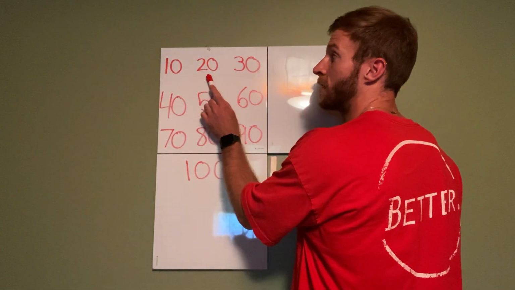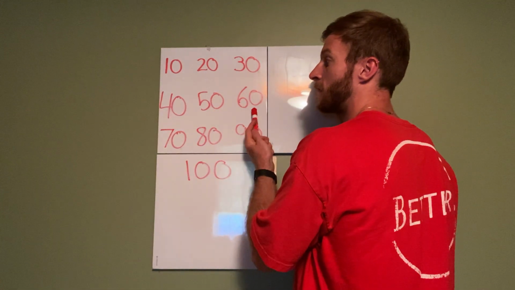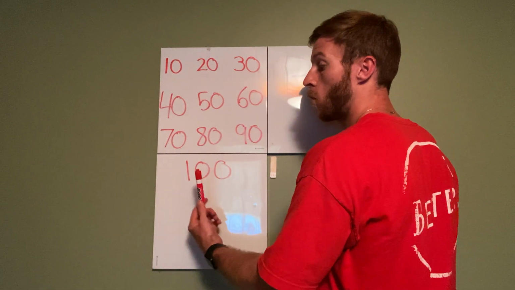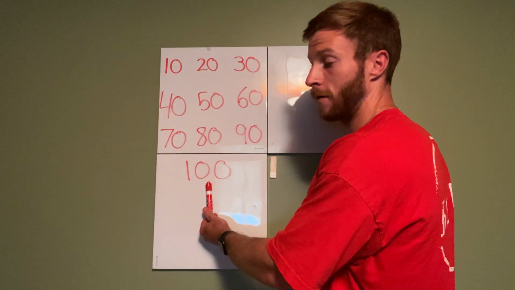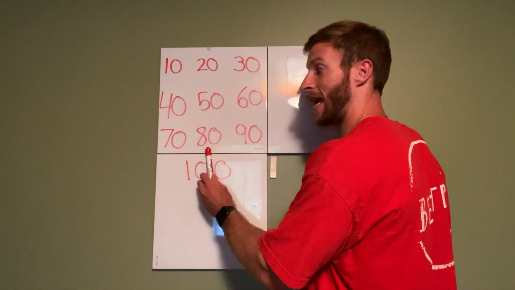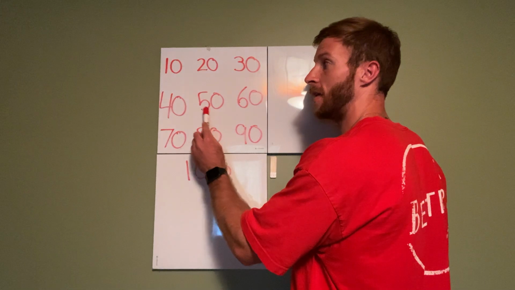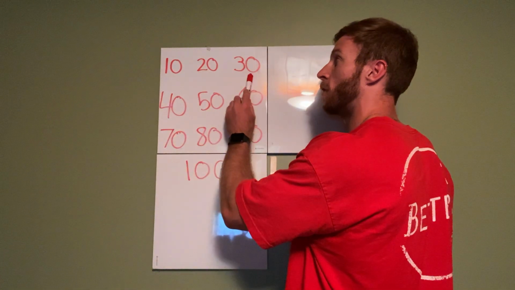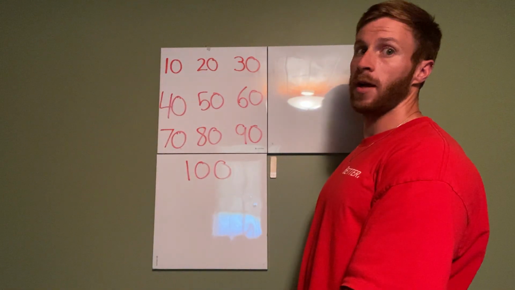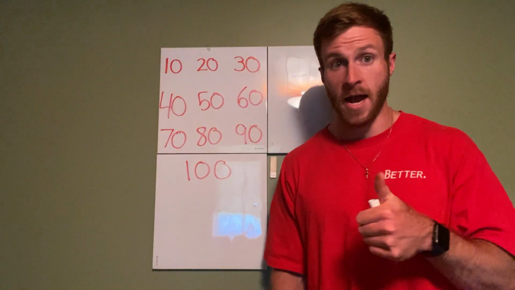10, 20, 30, 40, 50, 60, 70, 80, 90, 100. Now let's go back down. 100, 90, 80, 70, 60, 50, 40, 30, 20, 10, and I don't have it written up there, but 0 is the last one. All right, how are we feeling on that?